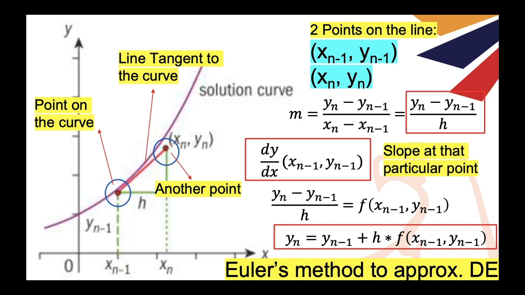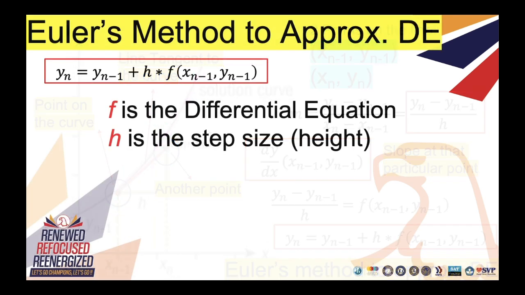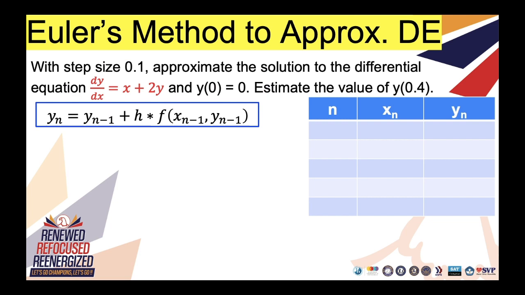The big question now is, how do we use Euler's method? All right. In Euler's method, f is a differential equation. X sub n minus 1, y sub n minus 1 are the values of the x and the y, and h is the step size, or the height. All right. Let's go back to the main problem. How do we use Euler's method to give an approximate value of the dE at x equal to 0.4? So first up, you have to know what your differential equation is, the f.